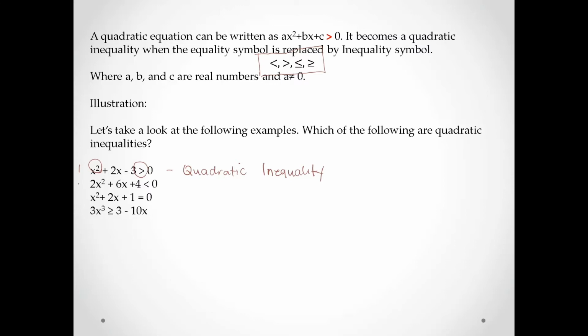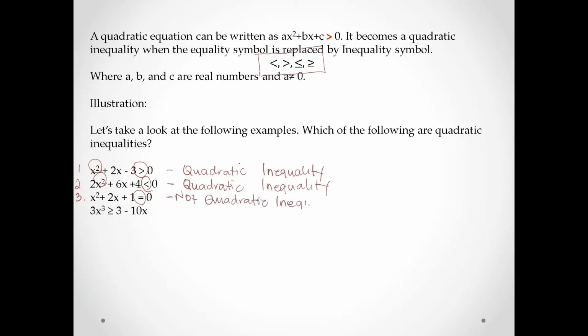Next natin, number 2. This one is considered as quadratic inequality. Bakit siya quadratic inequality? It is considered as quadratic inequality because we have the inequality symbol and the exponent or the degree of 2. Number 3 natin is x squared plus 2x plus 1 is equal to 0. Since we have the equal sign, then it is not quadratic inequality.